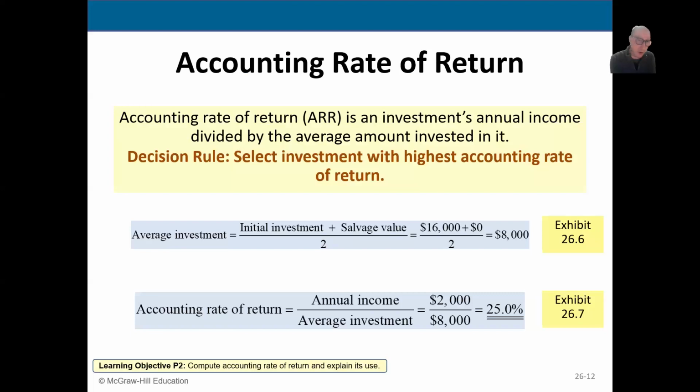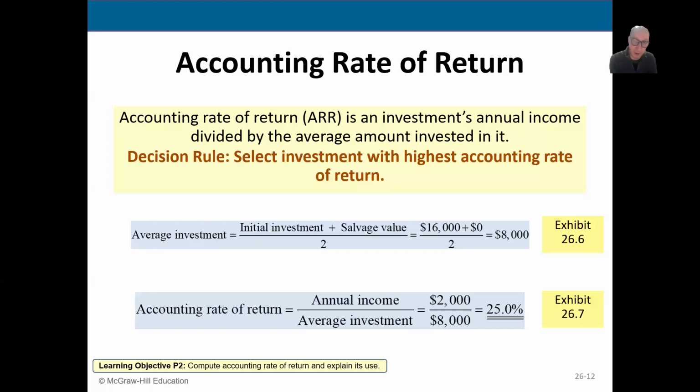So first we've got to figure out what the average investment is. The average investment is the initial investment for the piece of machinery in our example, plus its salvage value, divided by 2. Remember, in accounting, to find the average of pretty much anything, it's whatever plus whatever divided by 2. Beginning balance plus ending balance divided by 2. So in this example, initial investment, 16,000 plus salvage value, 0, divided by 2 is 8,000.